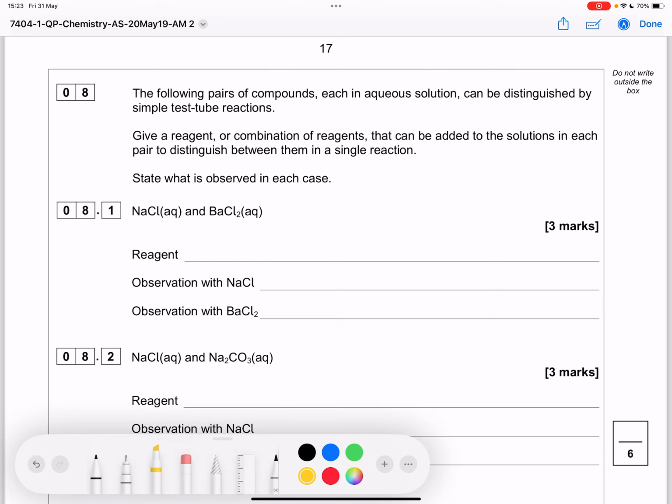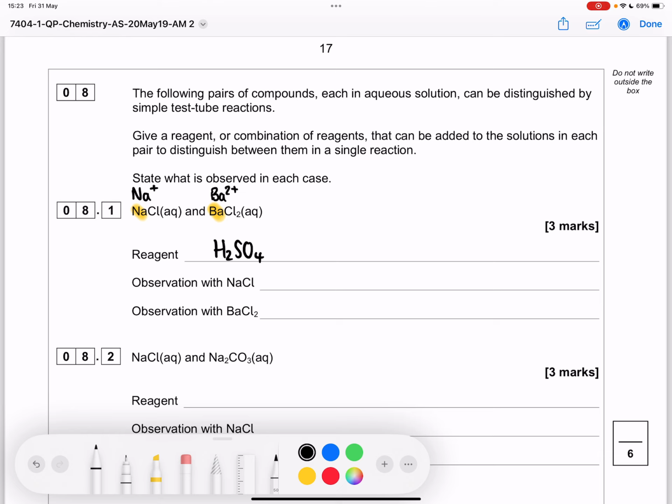So here we've got sodium chloride and barium chloride. So really what we're trying to find is a test that can tell apart sodium ions and barium ions. And the test we want here is the test that will produce barium sulfate as a precipitate. So really we want any soluble sulfate. The common reagent to use would be sulfuric acid, but you could say use sodium sulfate here. Anything that contains sulfate that is soluble. So any group 1 sulfate would probably be fine.